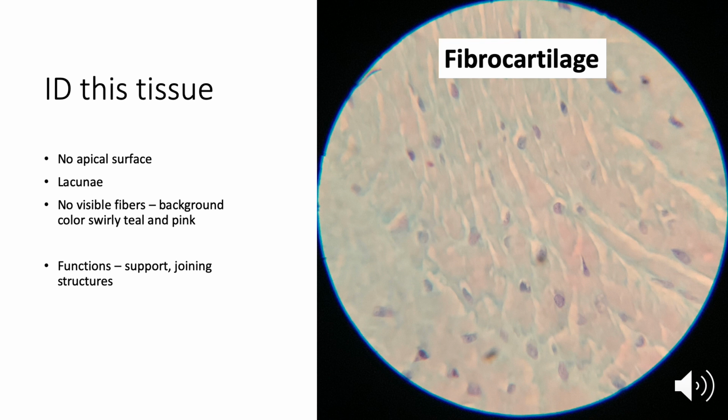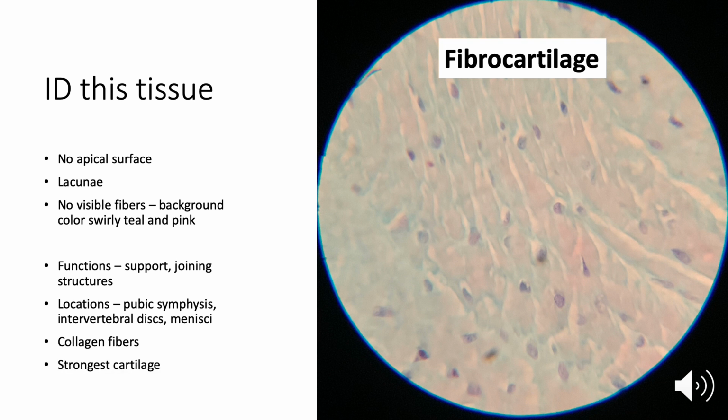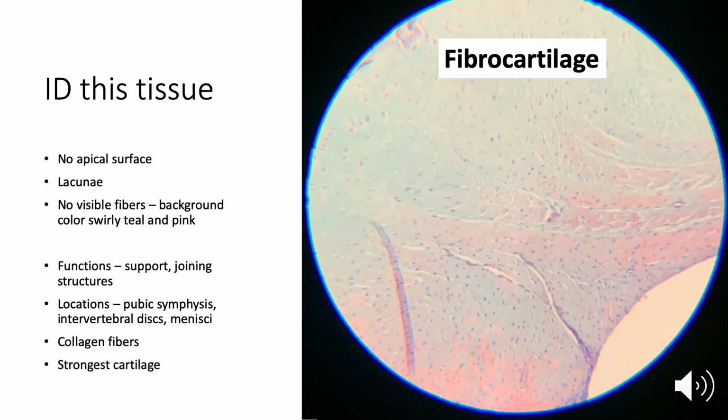Fibrocartilage supports and joins structures together. It is found in the pubic symphysis, the intervertebral discs, and the menisci. And it contains collagen fibers. So fibrocartilage and hyaline cartilage both have collagen fibers. So if it's cartilage and it does not have the word elastic in it, the fibers are collagen. And fibrocartilage is the strongest cartilage. Here's sort of a zoomed out view of that fibrocartilage as well, so you can really see a little bit more of the brush stroke motion and some of the variations in color.